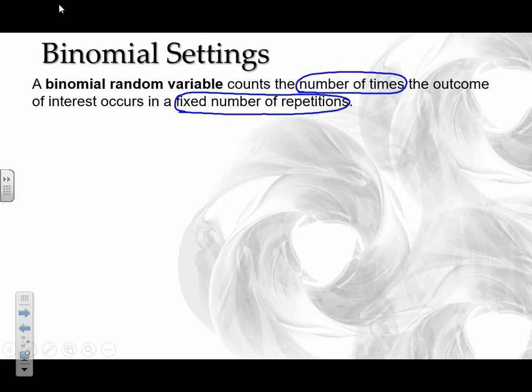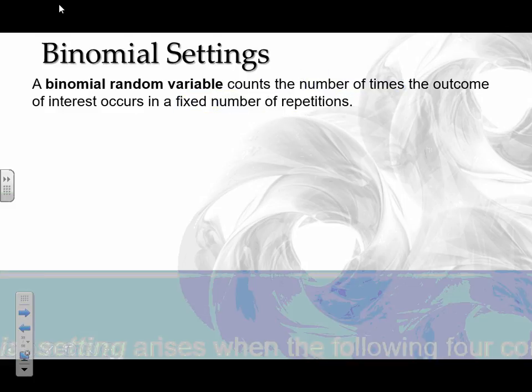So we're going to do our chance process a specific number of times and stop. So we're going to roll the dice 10 times and be done. We're going to flip a coin 25 times and be done. So we have a fixed number of trials that we're going to try out. Okay, that's the big thing with binomials. So we're looking for the number of outcomes that occur out of a fixed number of repetitions. Those are the 2 big key things to take away from that definition.